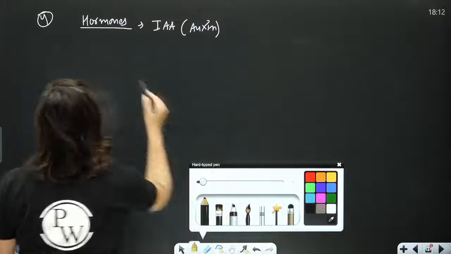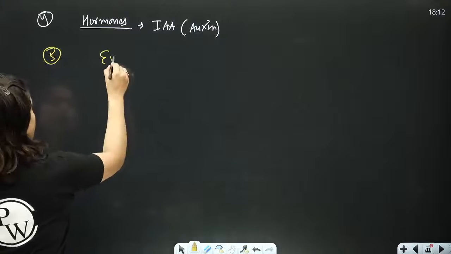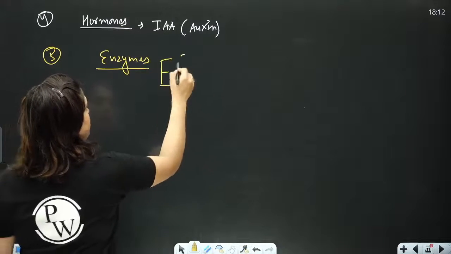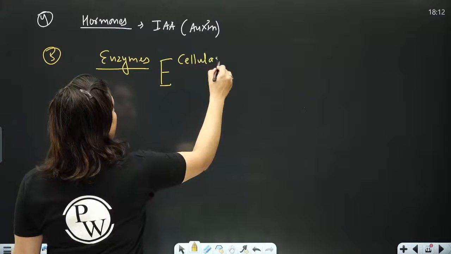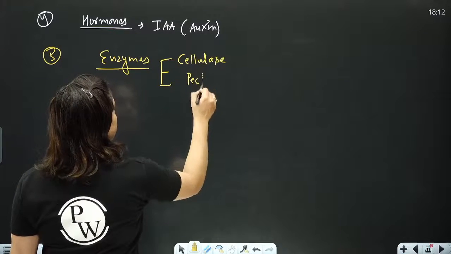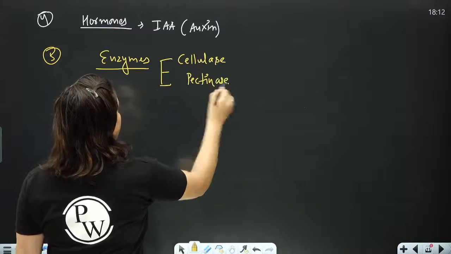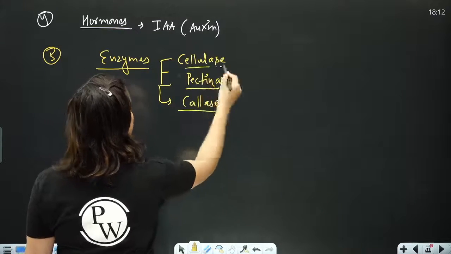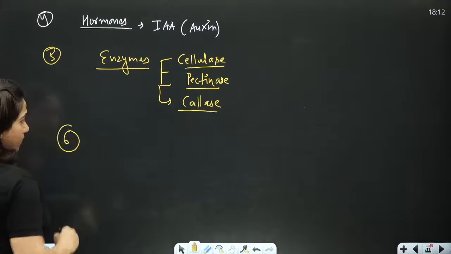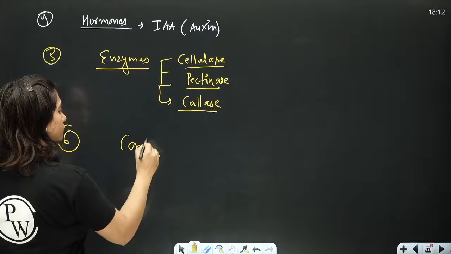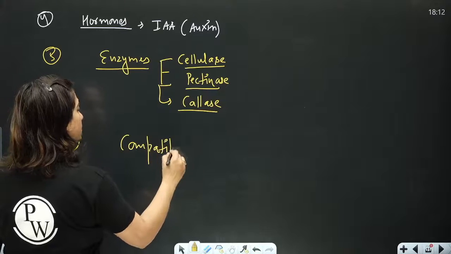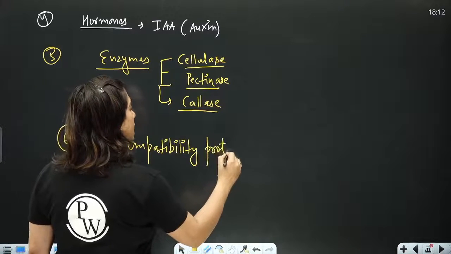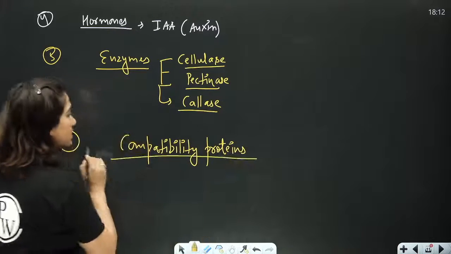Then it is also responsible for the formation of some enzymes like cellulase, pectinase and callase. These are some enzymes which are formed by the tapetum. And finally, it is responsible for the formation of compatibility proteins. These compatibility proteins are helpful in pollen-pistil interaction.